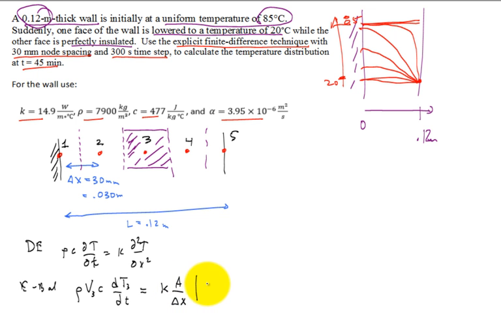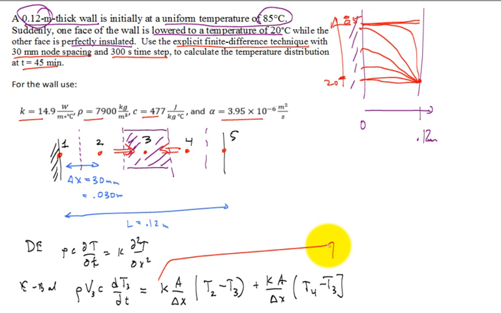And we're going to have temperature at node 2 pumping heat into node 3. That's our conduction from 2 to 3. And we're going to have our KA divided by delta x, temperature at node 4 pumping into node 3, just like that. So we've done this type of discretization before when we had steady state. It's just now I have the transient part.